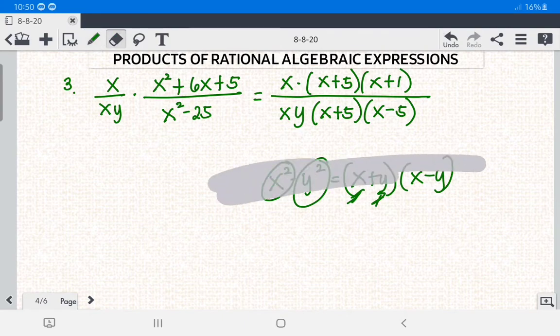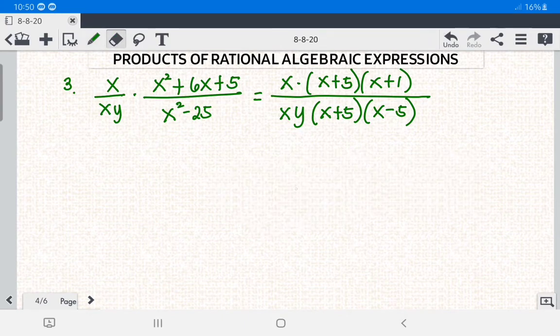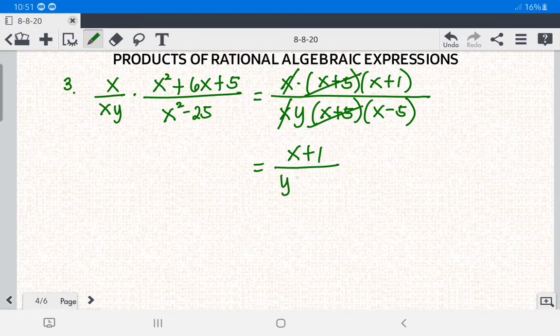So after that, as you can see, we can now cancel x, okay? Then also x plus 5. Anymore? So none. So here, final answer is x plus 1 over y times x minus 5.